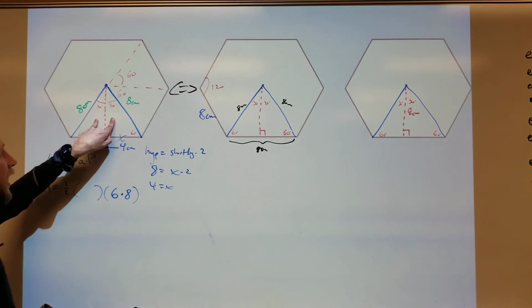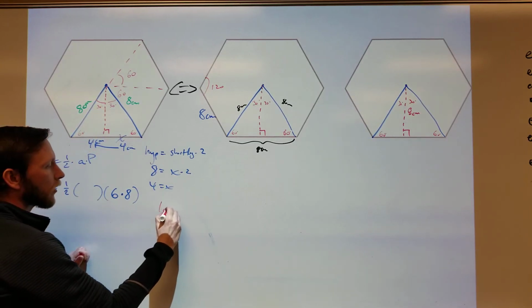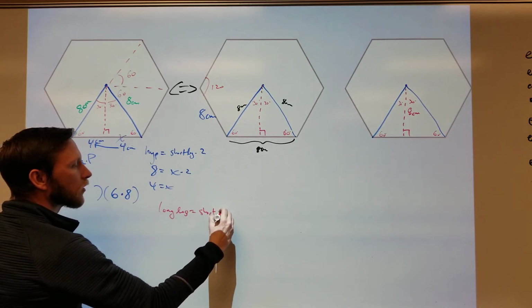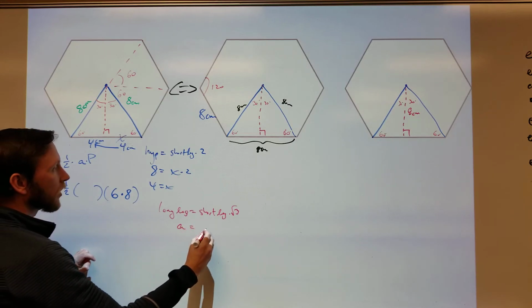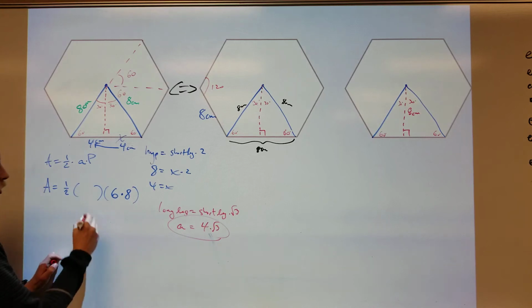But I also need to find out what the length of the apothem is. The apothem is our long leg, which is the short leg times the square root of 3. So the apothem is equal to the short leg times the square root of 3. Oh, the apothem is 4 square roots of 3.